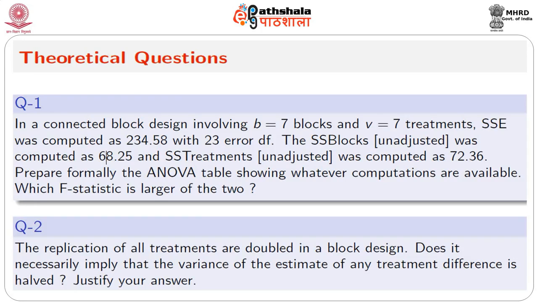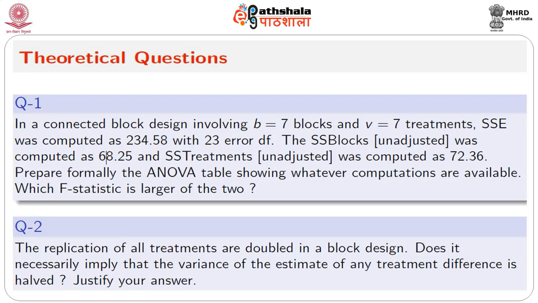Sir, will you explain the question a bit more? So let's try to understand. Okay, sir. They are referring to a connected block design. Yes, sir. Involving 7 blocks and 7 treatments, but they don't mention the block sizes. So let's see, and the sum of squares have been computed. We have got the sum of squares due to error with 23 degrees of freedom and sum of squares due to blocks unadjusted and sum of squares due to treatments unadjusted. Yes, sir. Okay, prepare formally the ANOVA table.